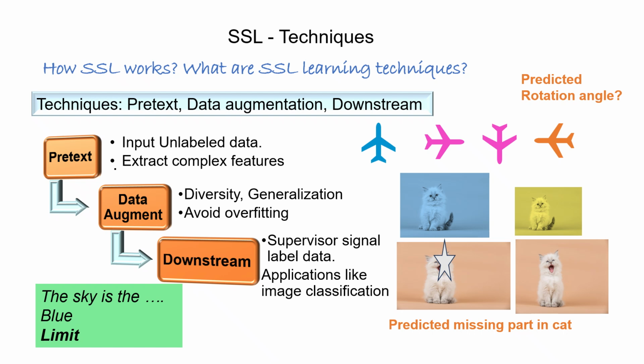Unsupervised learning may have noise due to unlabeled data. Self-supervised learning uses two steps, pretext and downstream, hence less noise and more efficient model at low cost.